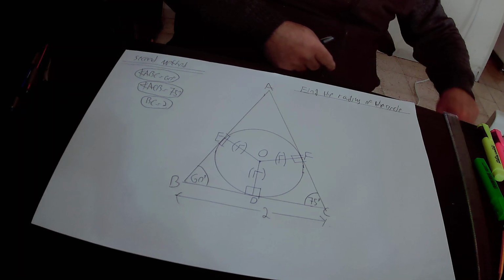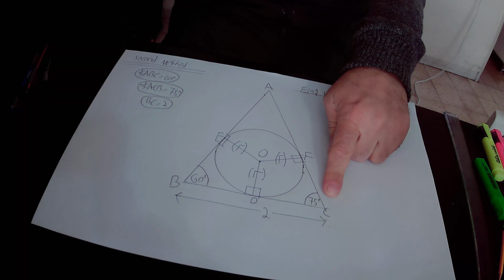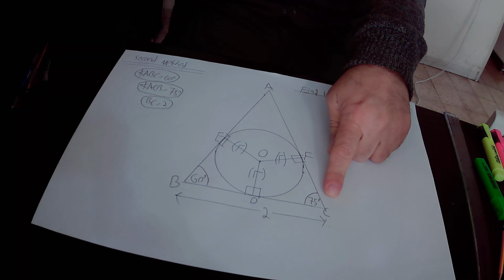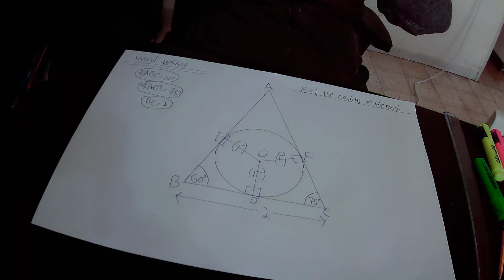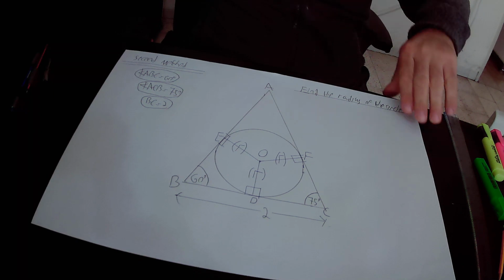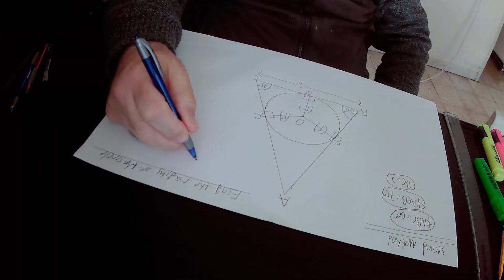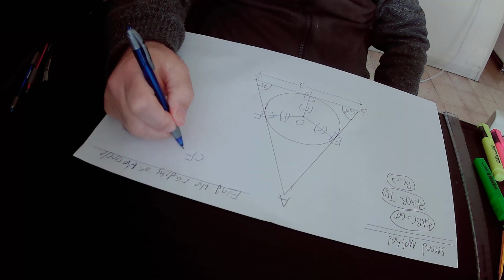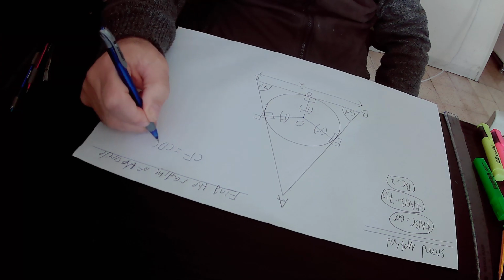Why? Because in our drawing, if you focus on the common external point, point C, from the common external point, point C, we have two tangents to this circle, tangent CF and tangent CD. And according to rule number 2, they are equal to each other. So CF equals to CD according to rule number 2. I will write it down. Tangent CF equals to tangent CD according to rule number 2.